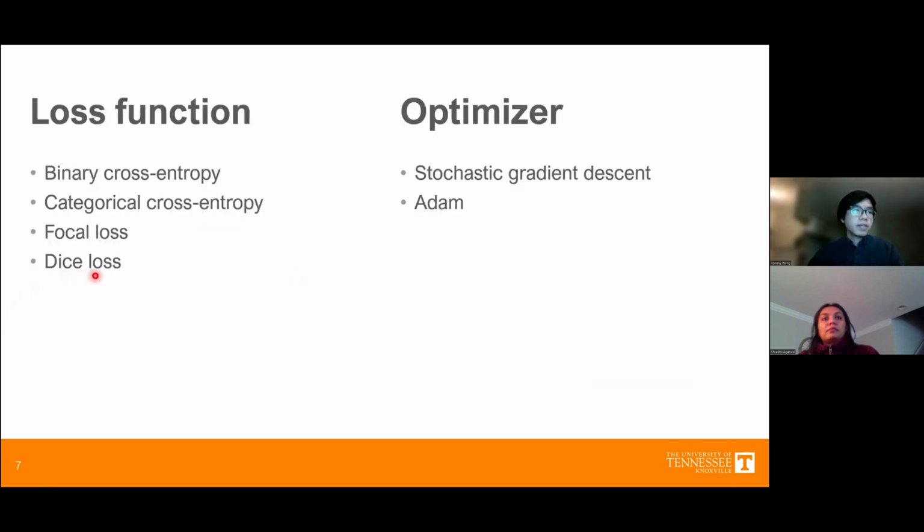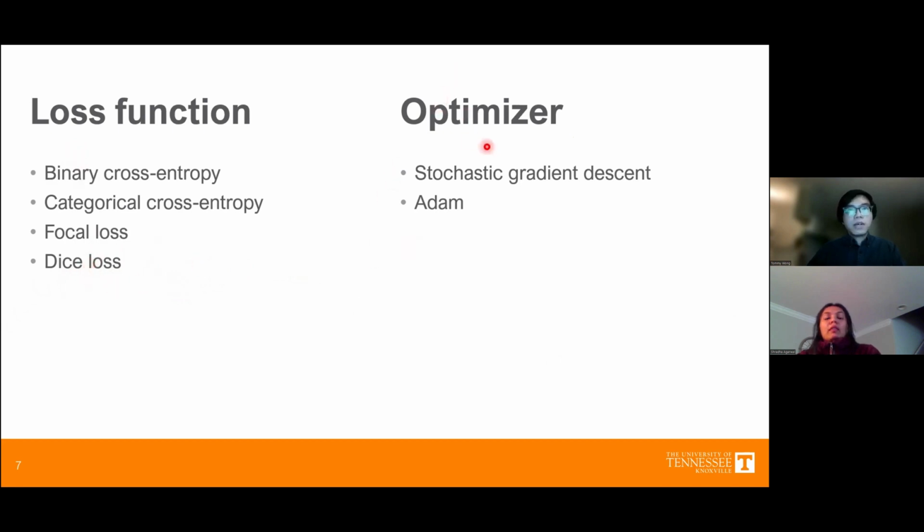Dice loss could also be used. It's basically a loss based on the IOU, or the intersection over union, between the prediction and the ground truth. So that's also very applicable, especially for image applications.